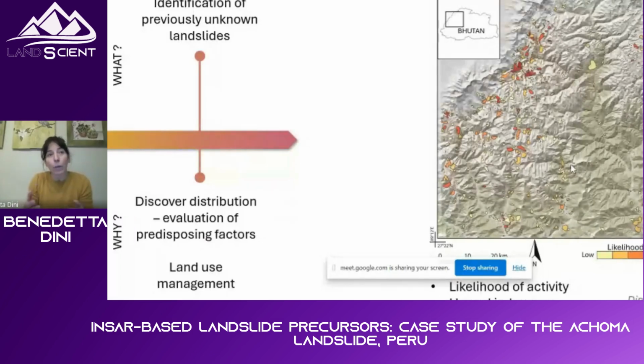And this shows how we can combine different sensors and a large number of interferograms to produce essentially what I've called a likelihood of activity map, which can be used as a hazard index map. So it shows in relative terms where we have more likelihood of activity on slopes.